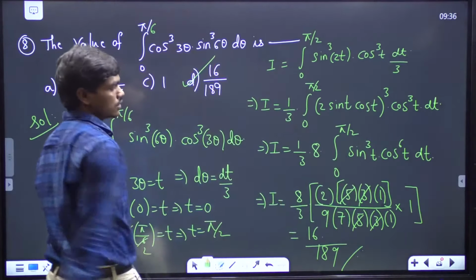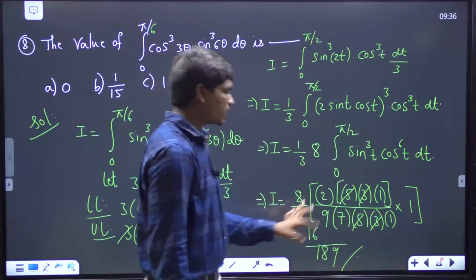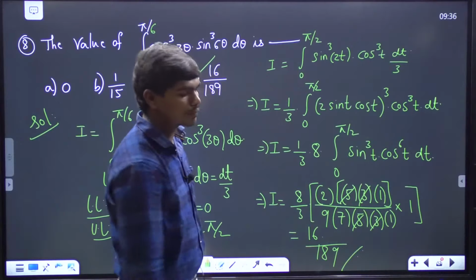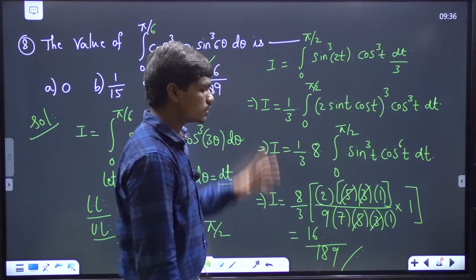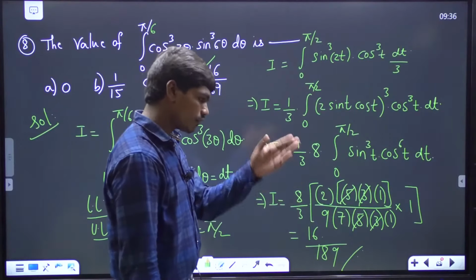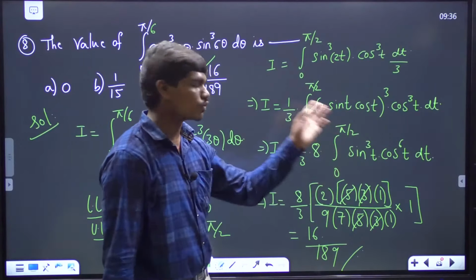So this is the correct answer. Basically, when given the options, I think we have forgotten this bracketed term and this 8 by 3 as it is we have kept here. So please correct this. 16 by 189 is the correct answer. Okay, so I hope now there are many 16 by 189 because of no option being there.